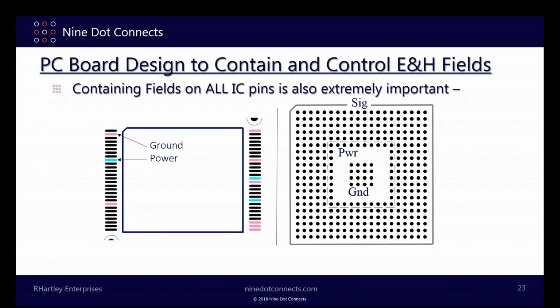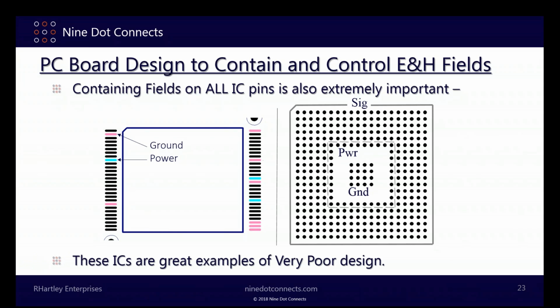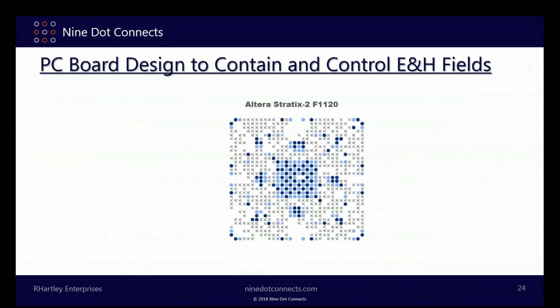You couldn't get much worse than that because there's almost no place for any of those signals to couple to power or ground to have return currents going back into the IC to return to their source. These signal pins are going to use each other as a return path. It's as simple as that. These are a perfect example of extremely poor IC design.